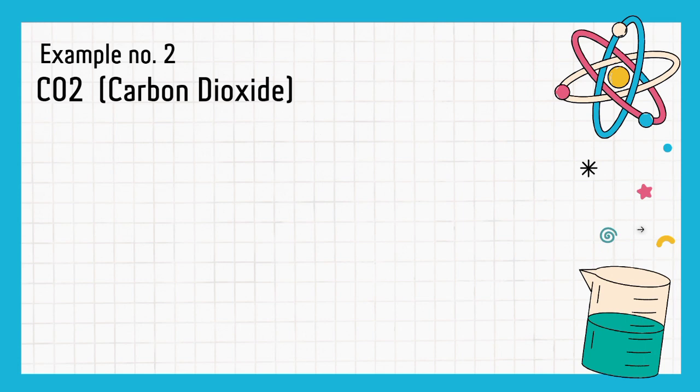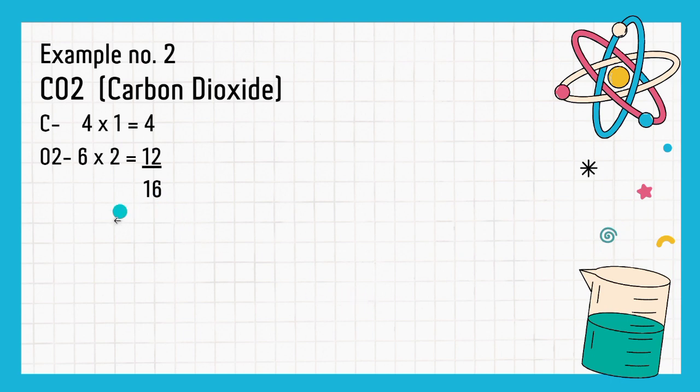Next example is CO2 or carbon dioxide. First, count all the valence electrons. Carbon has 4 electrons and 1 atom, and the answer will be 4. Oxygen has 6 electrons and 2 atoms, and when we multiply, we will get the answer of 12. By adding both of these, we will get 16. Next, we will find the central atom, and it is carbon, and we will write it as so.